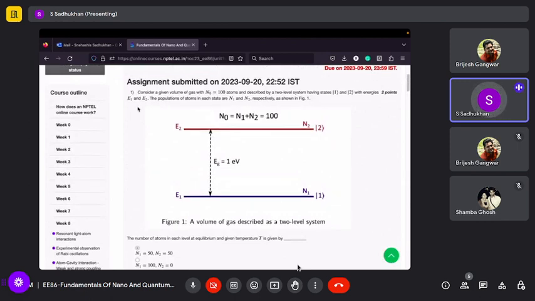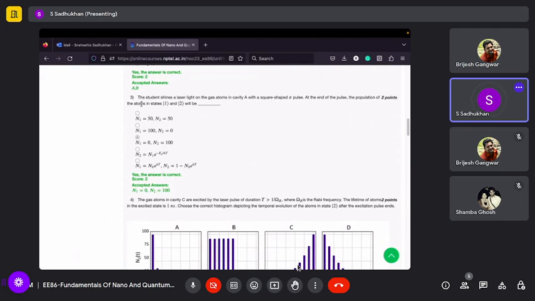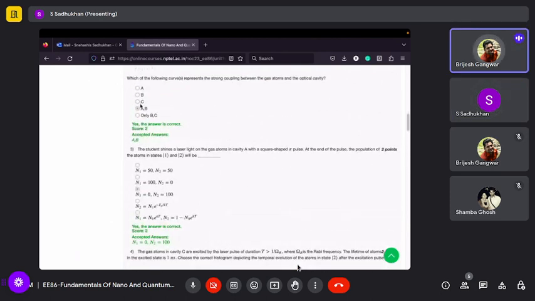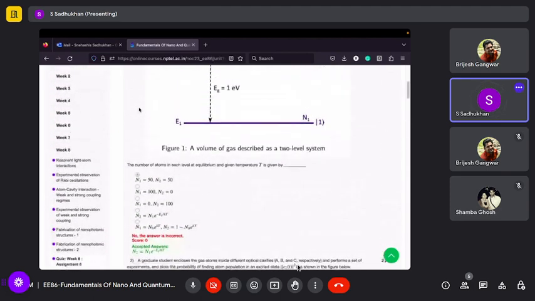Question number one and question number three, I think there is a similar question. The student shines a laser light on the gas atom in cavity A with a square-shaped pi pulse. This one I know, because a pi pulse means the whole energy will be absorbed. So this one I got correct. I just had confusion with question number one, where I made it wrong.